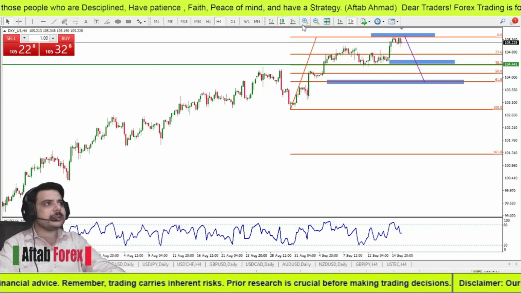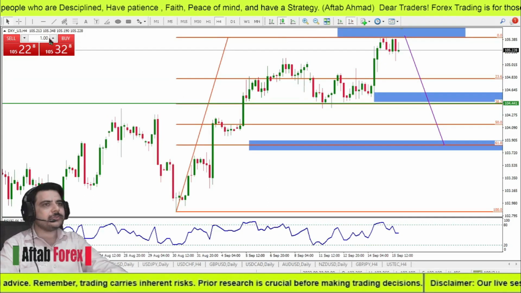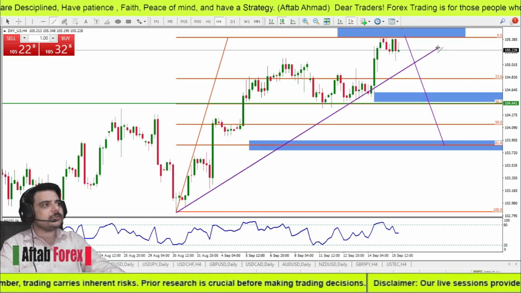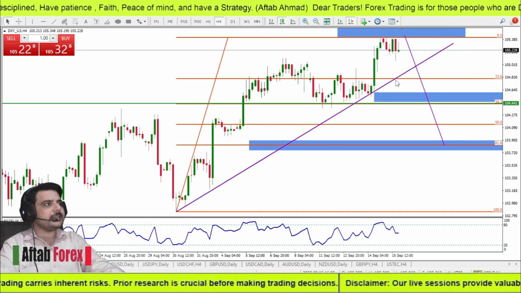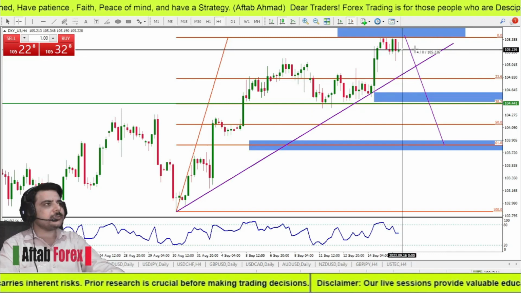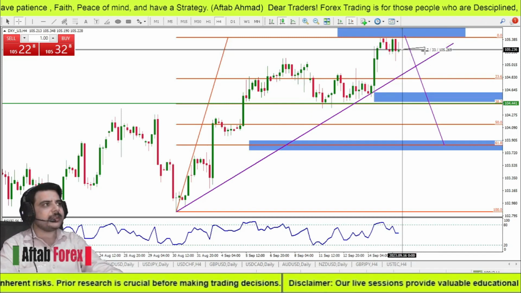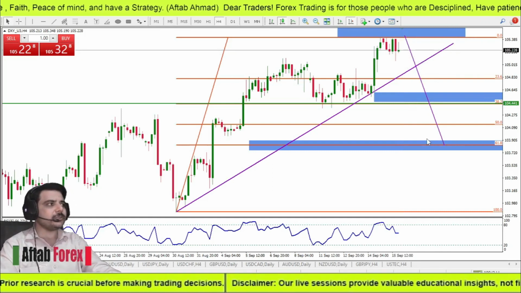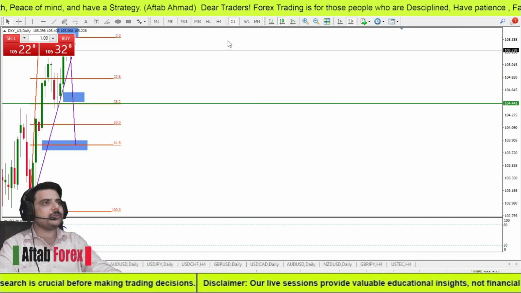There is one other thing this market did, and I want to draw your attention to that as well. If we see, this is going very nicely like this, and there is a trend line. So maybe Monday, Tuesday it can range right here a little bit, and then it drops towards 103.905 in the upcoming week.